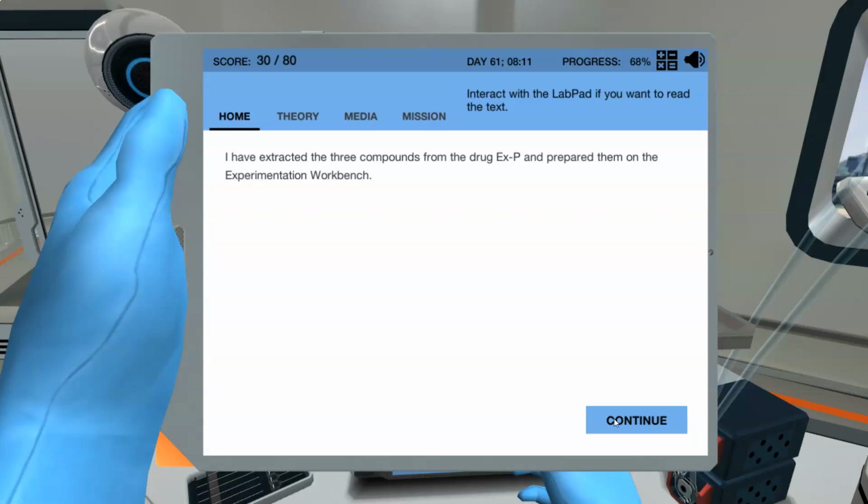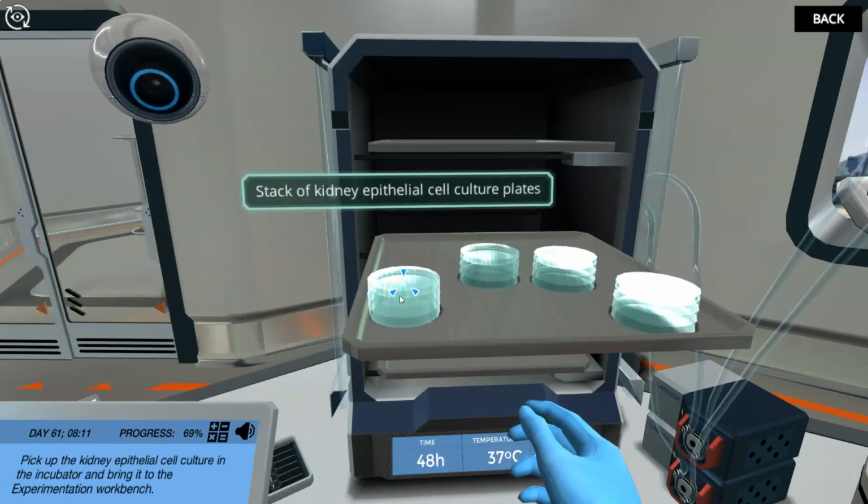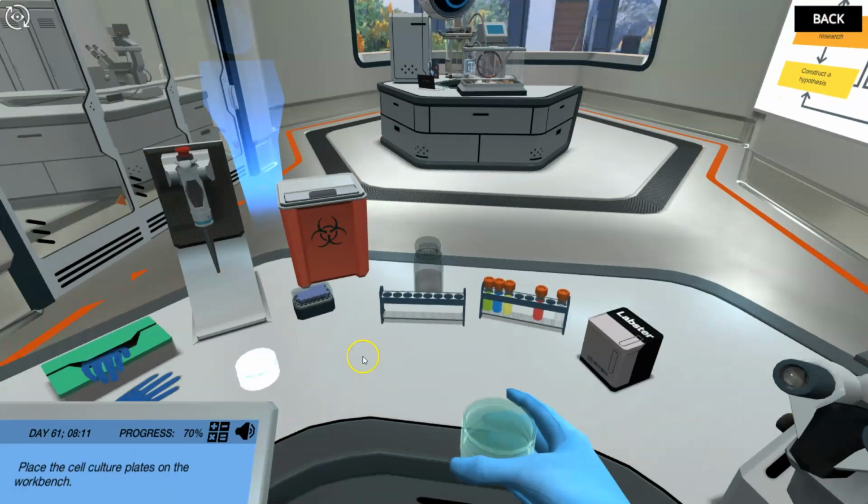I have extracted the 3 compounds from the drug XP and prepared them on the experimentation workbench. Pick up the kidney epithelial cell culture in the incubator and bring it to the experimentation workbench. Place the cell culture plates on the workbench.